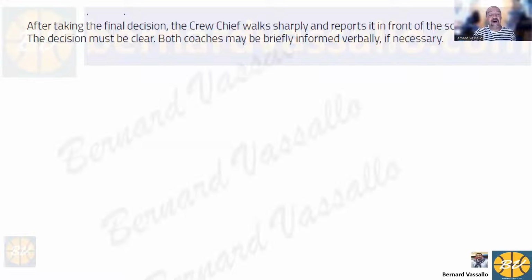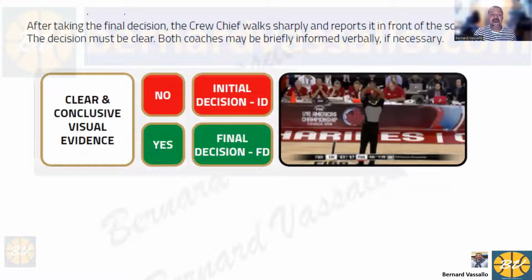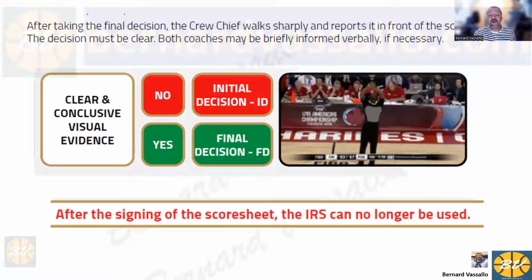Of course, as we explained before, after the review is made and after there is a final decision, there must be a reporting back to the scorers table on the outcome of the play, either that we are staying with the play or else we are correcting the play. Obviously, a reminder that the play could be corrected if the video review shows clear and conclusive evidence that this play should be corrected. And also, one must remember that after the signing of the score sheet at the end of the game, the IRS can no longer be used. For example, there is some situation near the end of the game, the referees have signed the score sheet, and then suddenly there are some requests for the IRS review that is out of context now because the referees have already signed the score sheet.